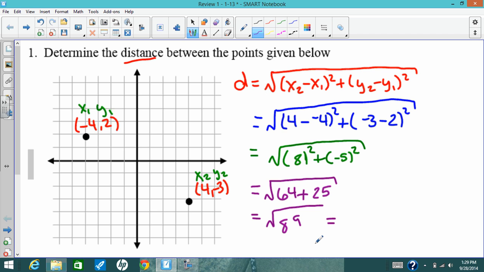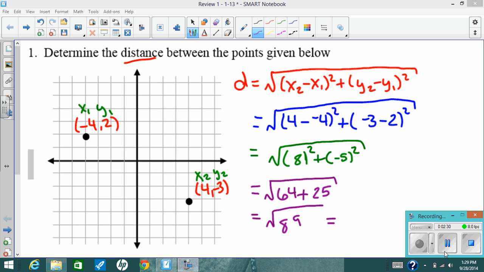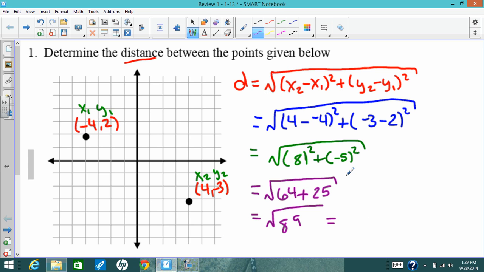And then I can approximate the square root of 89. It's going to be just bigger than 9. So I had to pause and do a little calculation. Square root of 89 is approximately 9.4. So those 2 points are approximately 9.4 units apart.